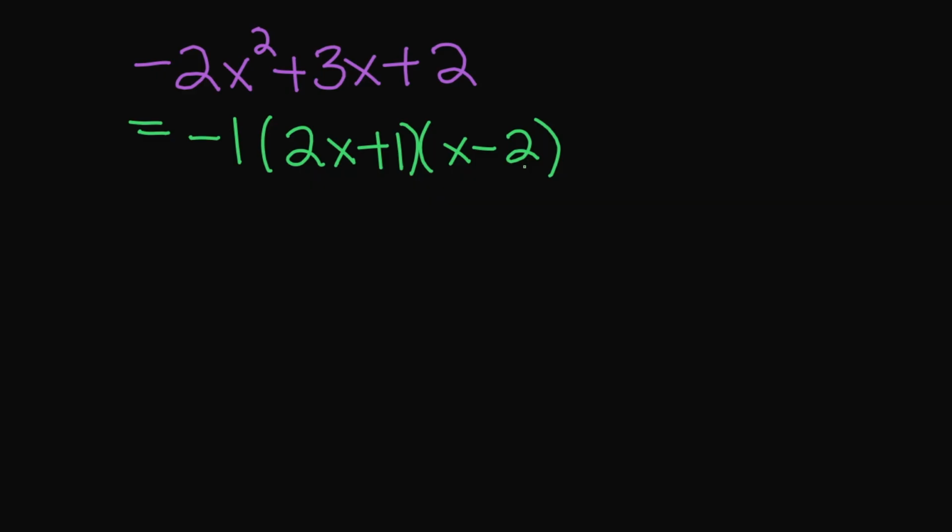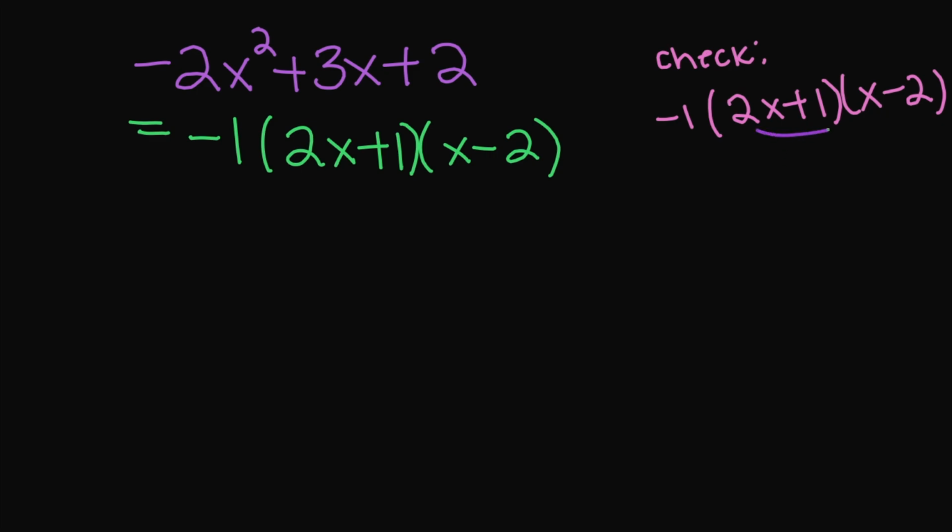The answer to this example here is going to be negative 1 times 2x plus 1 times x minus 2. Now, if you were to check this, and I'll show you right after how to solve it, but if you were to check this, this is how you would check your answer. Multiply 2x times x. This is going to be 2x squared.